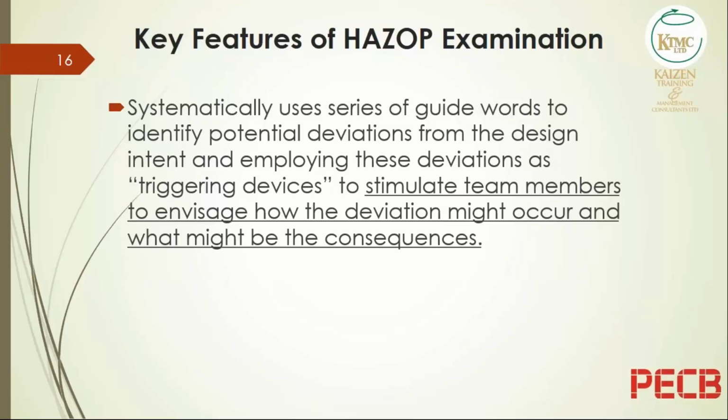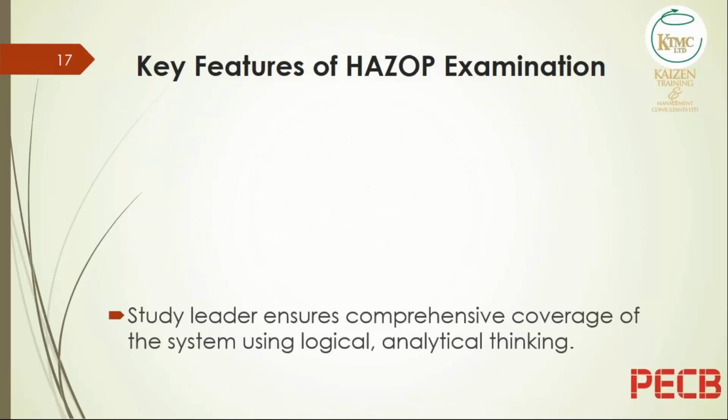So we need to take into consideration that the members of the team are key. We must use experienced people, knowledgeable people. The old saying GIGO, garbage in, garbage out, is applicable here. We must have persons who are knowledgeable. We aim to stimulate the team members to envisage how the deviation might occur and what might be the consequences.